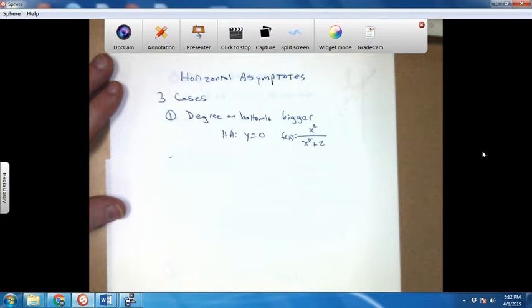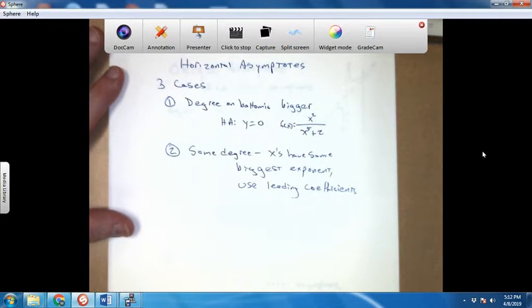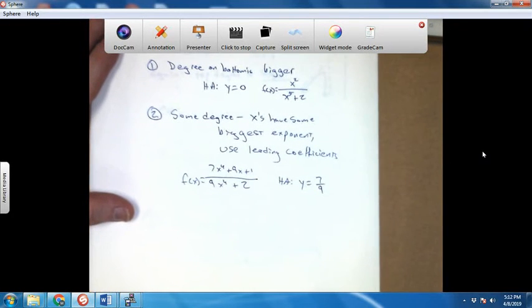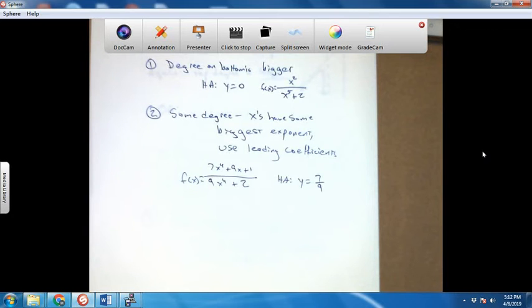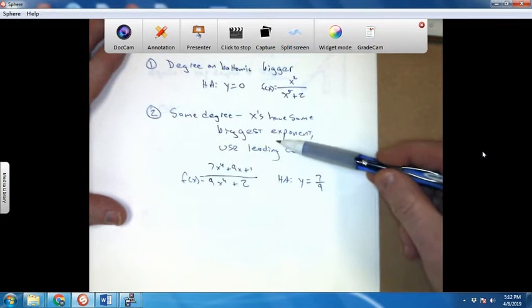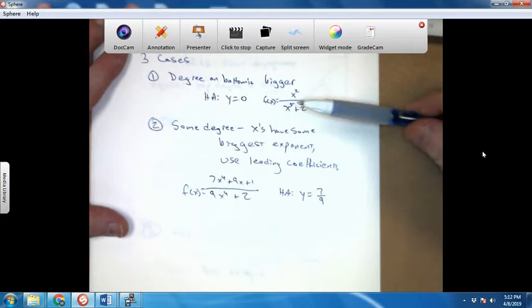The other case we had was, what if these exponents were the same? What if the biggest exponents were equal? When that happened, we use the leading coefficients. In this instance, the equation was 7x to the fourth plus 9x plus 1 over 9x to the fourth plus 2. They both have x to the fourth, so I said my horizontal asymptote was at y equals 7 over 9.